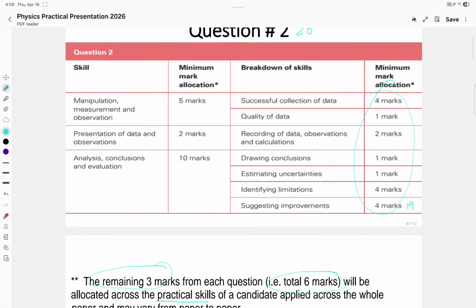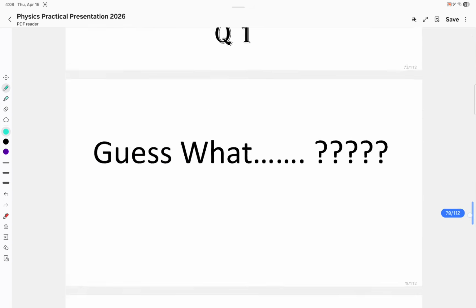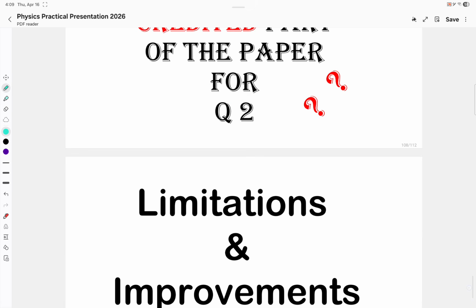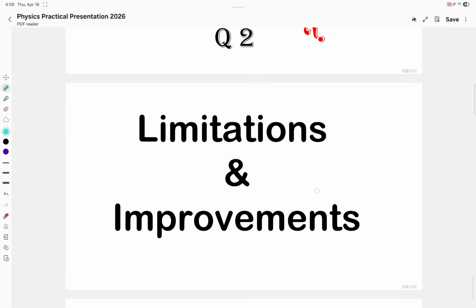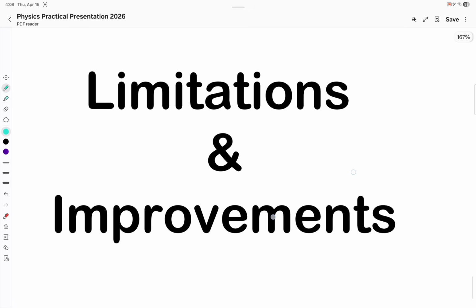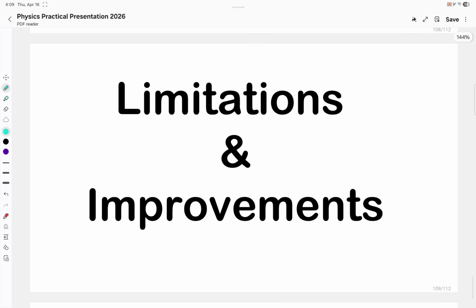And if I come back all the way here, when you are specifically talking about limitations and improvements, and you give us some lame ideas about what sort of limitations there are, you will definitely lose a mark. Out of 8, definitely you will lose a mark, and out of those 6 you will lose a mark as well. Remember this one. So be very careful and give us proper physics.